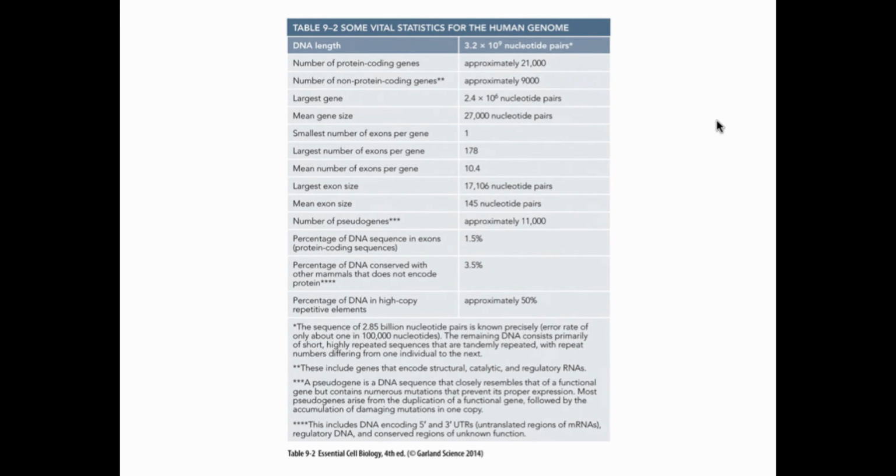There are approximately 21,000 genes which code for proteins. A further 9,000 have been discovered so far that do not code for proteins but manufacture RNA. The largest gene is 2.4 million nucleotide pairs long, although the average size of a gene is 27,000 base pairs, and that would include the intronic sequences.